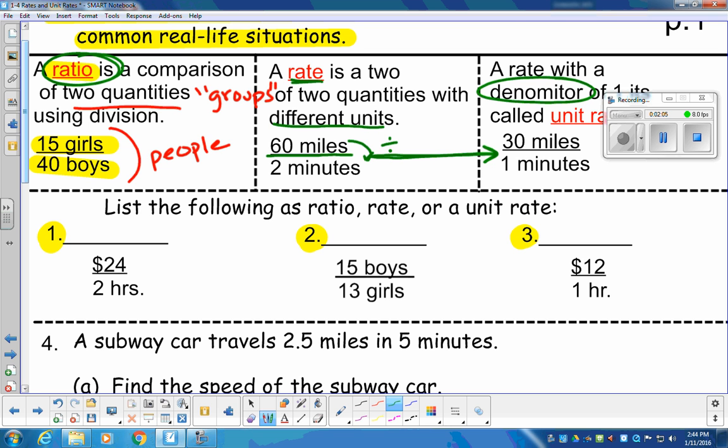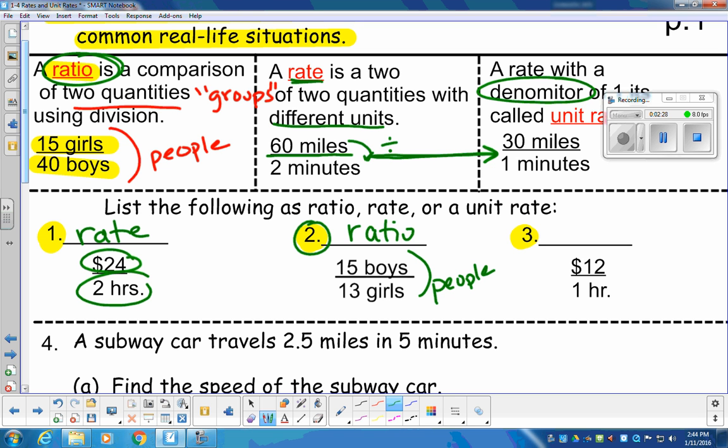Okay, great. Hopefully you've had some time to solve. You should have said that number 1 is a rate, because a rate compares two totally different things. We're comparing dollars and hours here. Number 2, we're comparing two groups of things, not necessarily different, but they're all people. We're going to break that into two different groups, so that becomes a ratio. And example 3, when we have a rate broken down to one of something, it becomes a unit rate through the operation of division. So go ahead and get your papers.